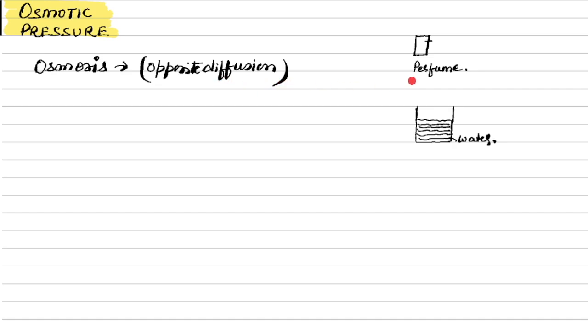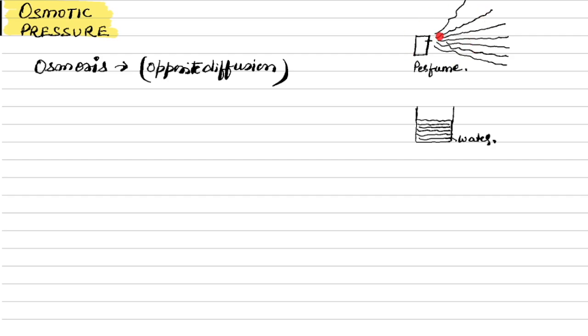I have two things for you, one perfume bottle and one water beaker having water. So when we spray the perfume, what happens? These perfume particles will go like this, right? And you can smell the perfume around the room. That's what happened. Simple. So this process is called diffusion.